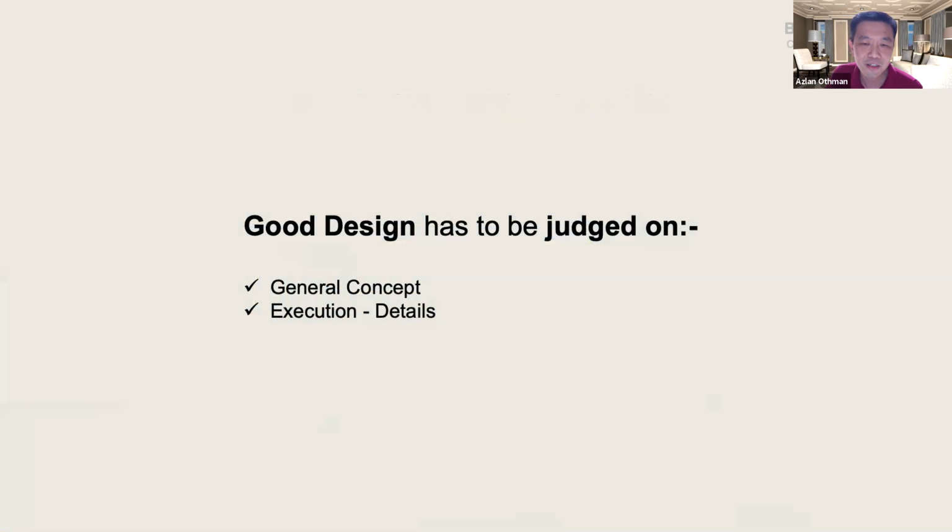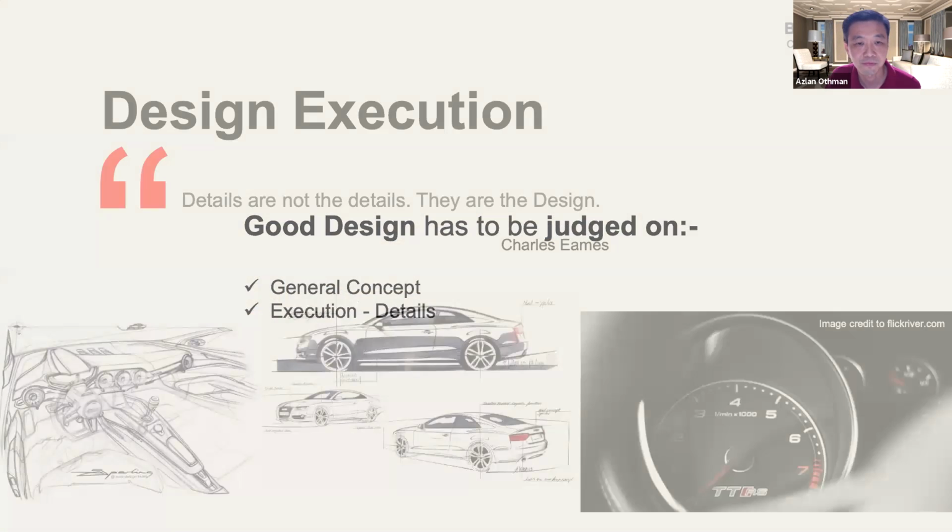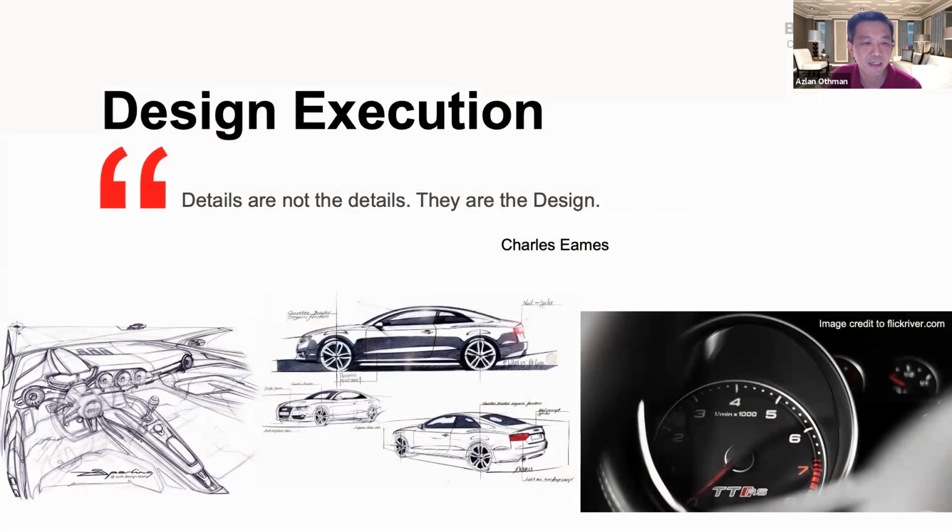So ultimately, good design has to be judged on general concept and how you execute the details. So it's much deeper than just what you see. The appreciation of good design. Again, I stress the fact that good engineering and good product design are the same thing. How do you come up with the concept? How do you execute the concept? So design execution in particular is not really in the details. They are in the design of the product. Yeah. So you have to look at things holistically.